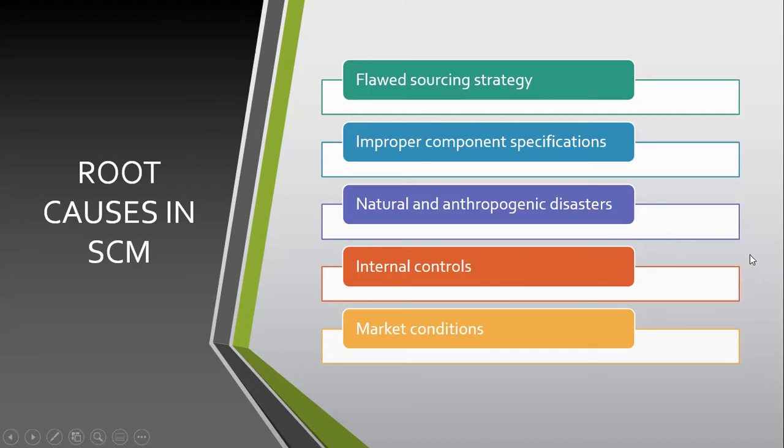Natural and anthropogenic disaster. Best example here, we can talk about COVID-19. Currently, due to COVID-19, we are able to find abundant scarcity in each and every product. It is because of panicking. Sometimes it is because of natural causes as well. But it is a flaw in supply chain management. Internal controls, which is related to the manufacturer's factory, and market conditions.